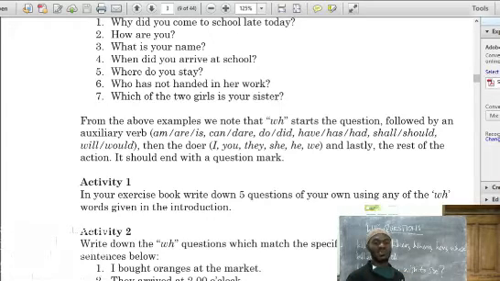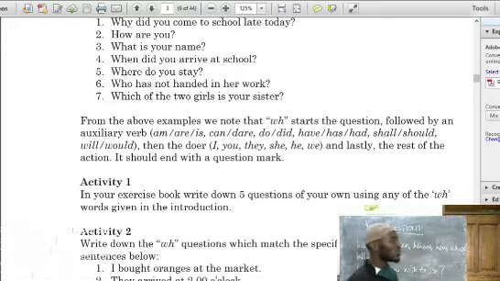So here the thing is that if you want to create WH interrogatives or questions, you must begin with a WH word. The WH words are here on the screen. You can see them very well. And then it is followed by an auxiliary verb. We have examples here of auxiliary verbs, but I'm going to explain to you what an auxiliary verb is. So you have is, can, do, did, have, has, had, shall, should, will, would, and many others.